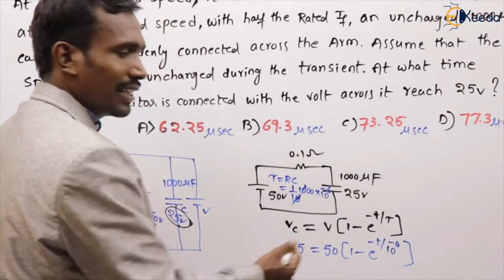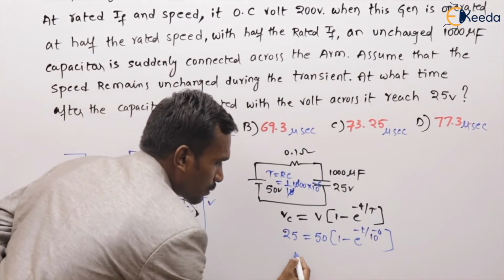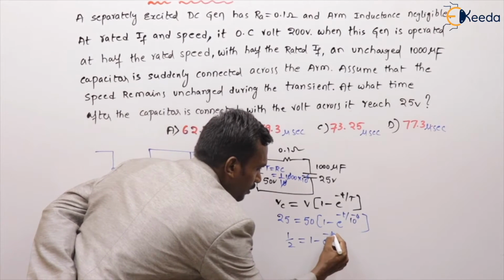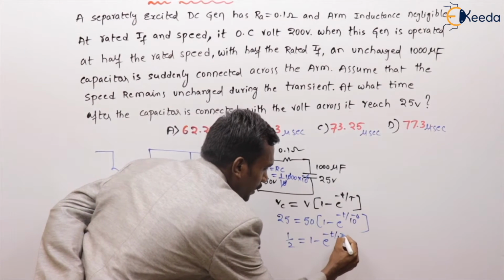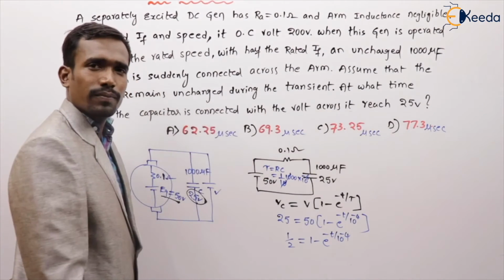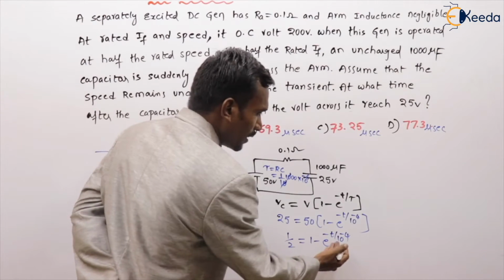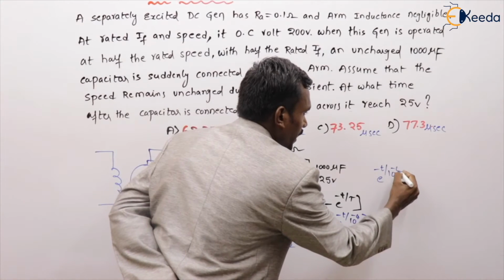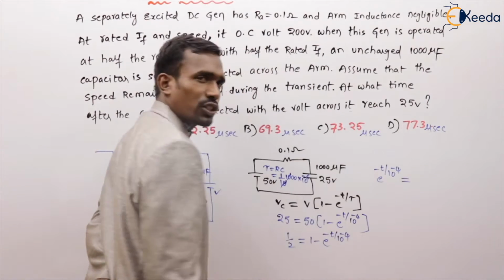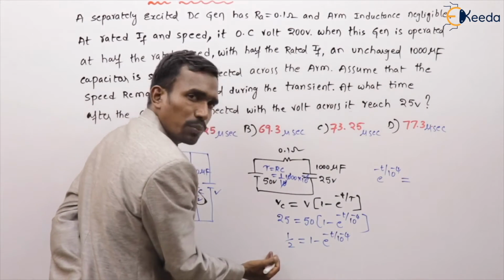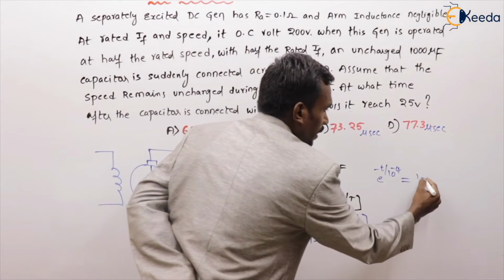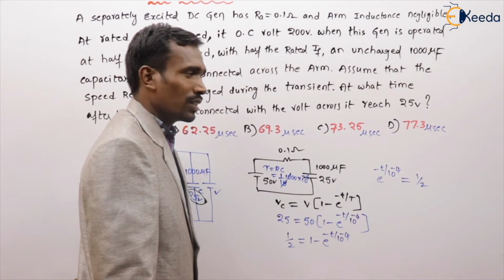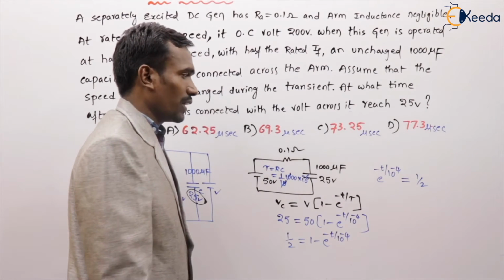Let's see when it comes to here. 1 by 2 is equal to 1 minus e to the power of minus t by 10 to the power of minus 4. Yes or no? Here I am writing e to the power of minus t by 10 to the power of minus 4 is equal to 1 minus 1 by 2, that is 1 by 2. Yes or no? Right, e to the power of minus t by tau is 1 by 2.